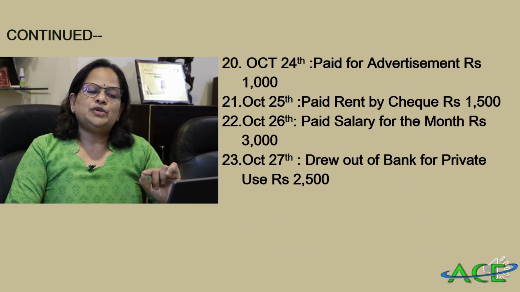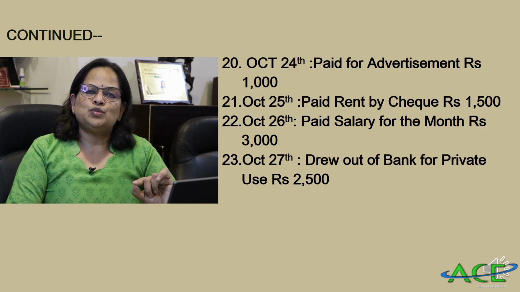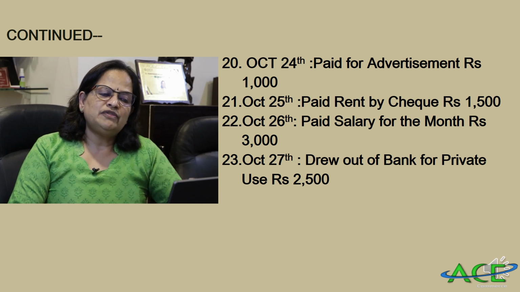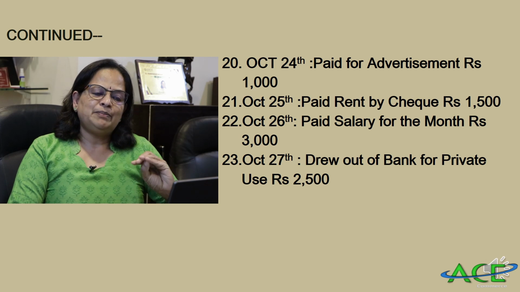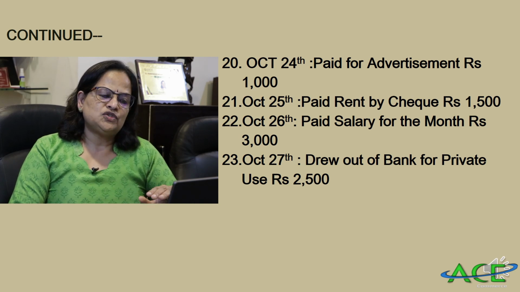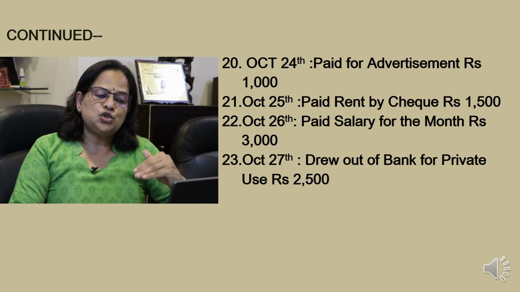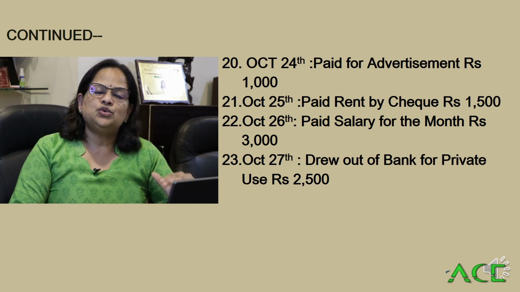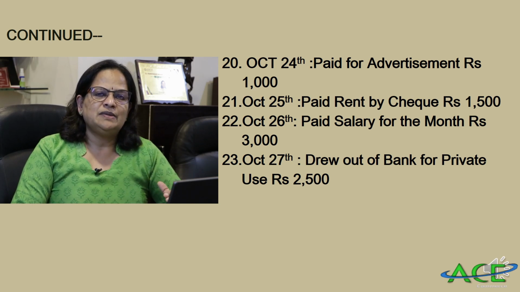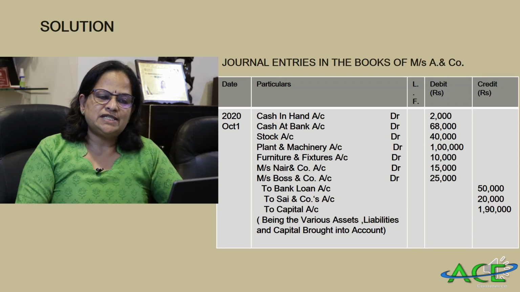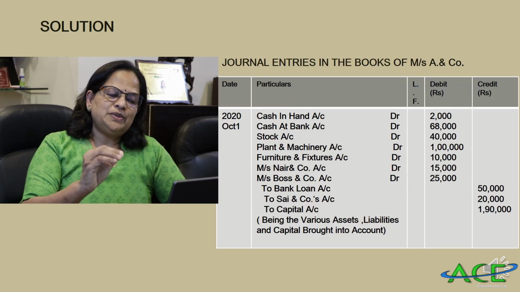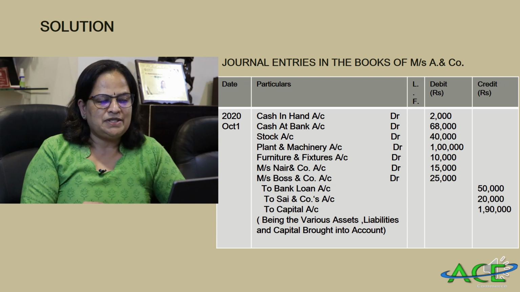Next is October 24th, paid for advertisement rupees 1,000. October 25th, paid rent by check rupees 1,500. October 26th, paid salary for the month rupees 3,000. October 27th, drew out of bank for private use 2,500. That is drawings. So now we are going to do the journal transactions. The first transaction, as I told you, the difference between assets and liabilities will be the capital.